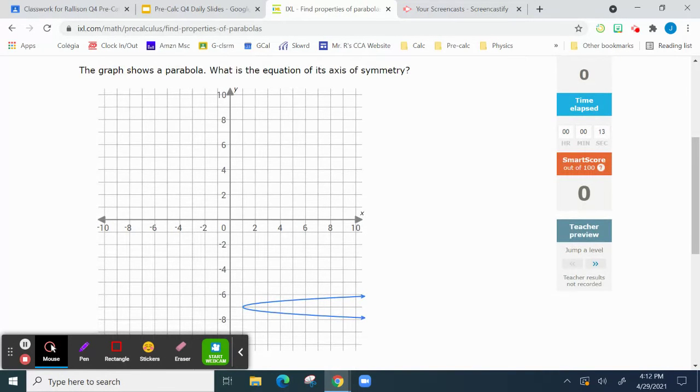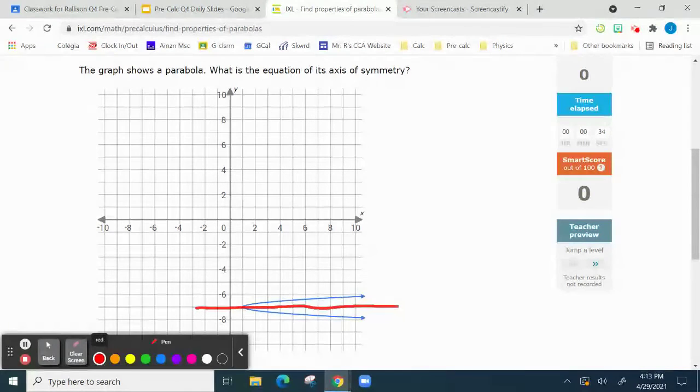What is the equation of its axis of symmetry? So the axis of symmetry is the line that the parabola is the same on both sides of. In this instance, the axis of symmetry is going to go right like that, only it's not going to be wavy. And what is the equation of that line? Well, it's this distance right there, 7.